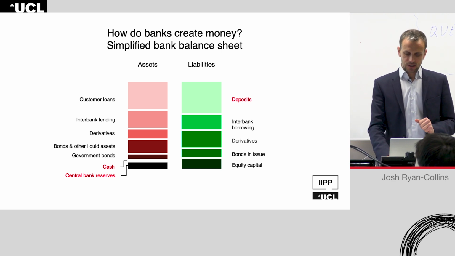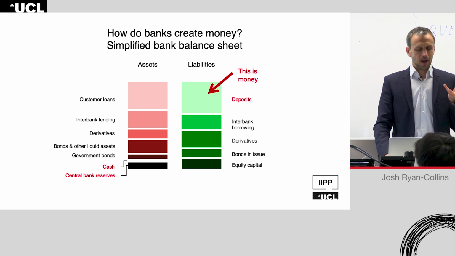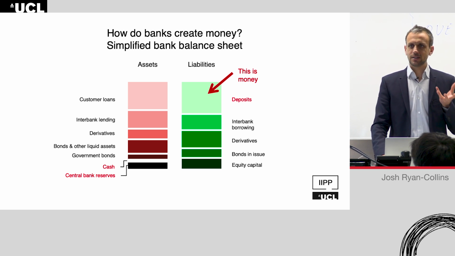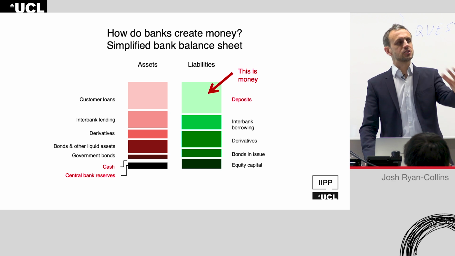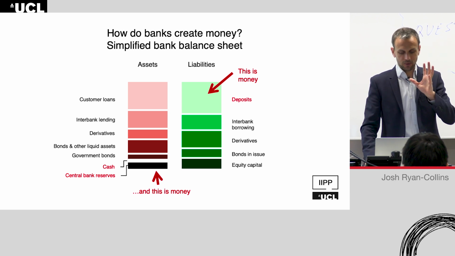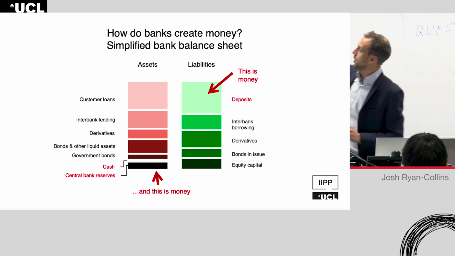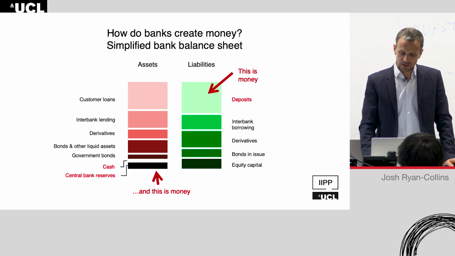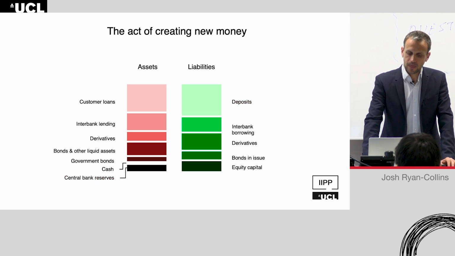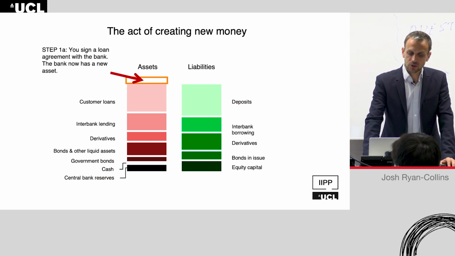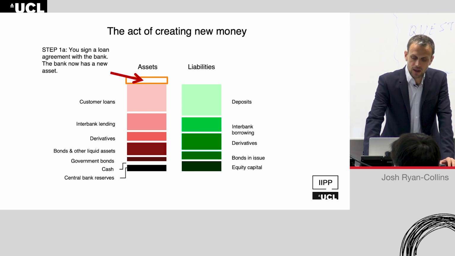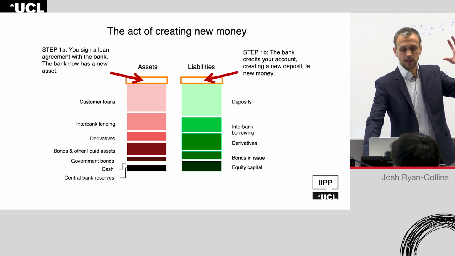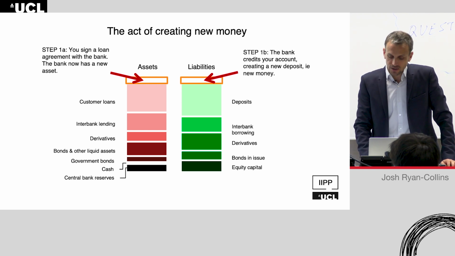Where is money in this? Well, it's here. A bank deposit is money. And when a bank makes a loan, it creates, well, I'll show you exactly what happens. Basically, you have money as a deposit, and you also have money as cash and central bank reserves. Now, the act of creating new money: first you sign a loan with the bank, and the bank creates a new asset, so the customer loan, the asset side, expands, and at the same time, the bank credits your account with a new deposit.